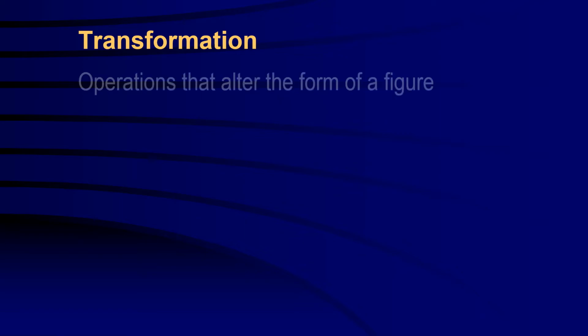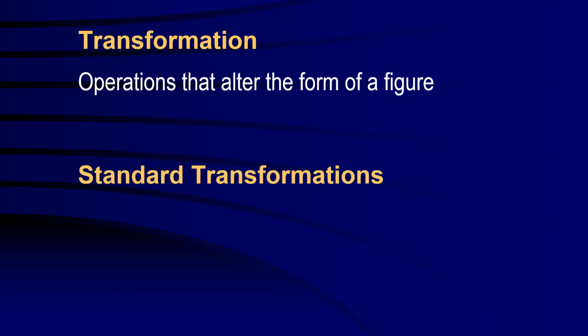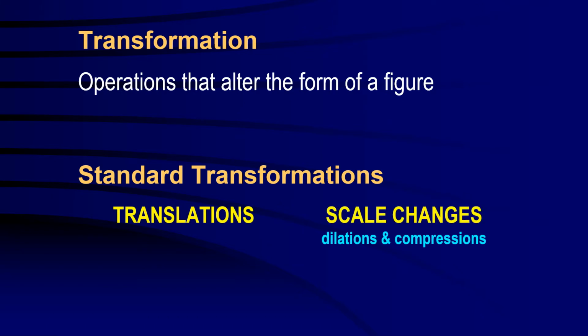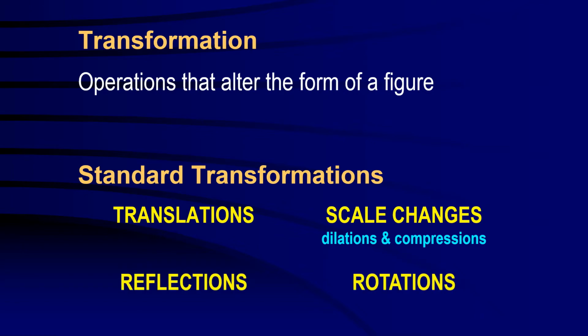In this video, we will begin looking at mathematical transformations of equations and graphs. A transformation is an operation that alters the form of a figure. Four standard types of transformations include translations, the focus of this video, scale changes, which will include dilations and compressions, reflections, as well as rotations.